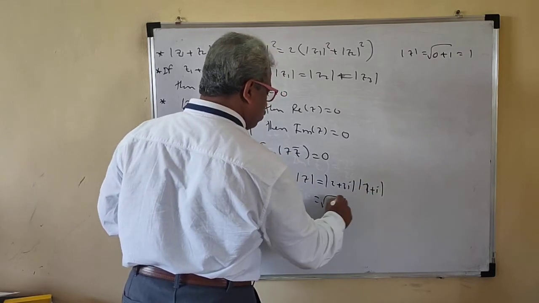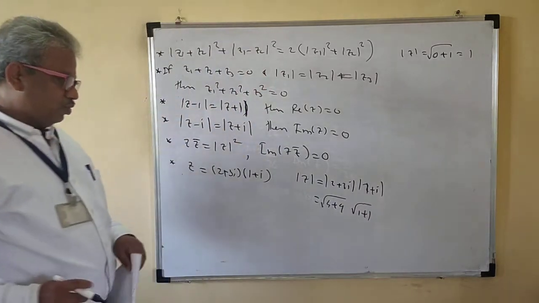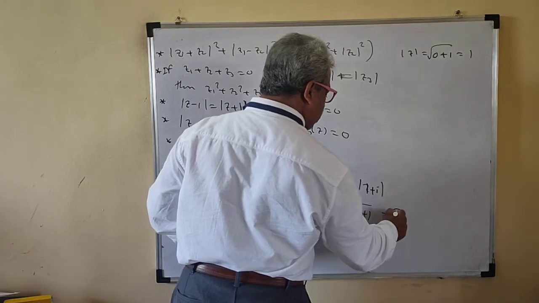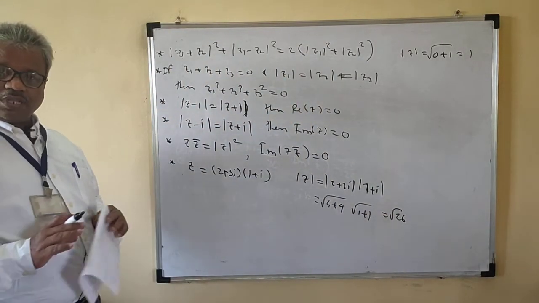This is root of 4 plus 9, and this is root of 1 plus 1. So 4 plus 9 is 13, and this is 2. So this is root 26. In this way, no need to do the product for this one.